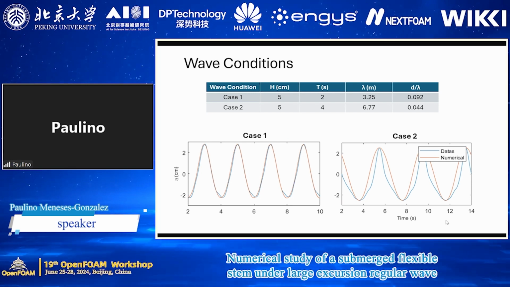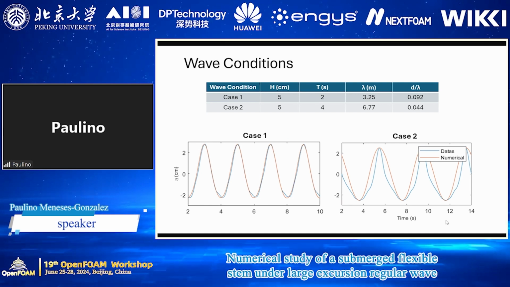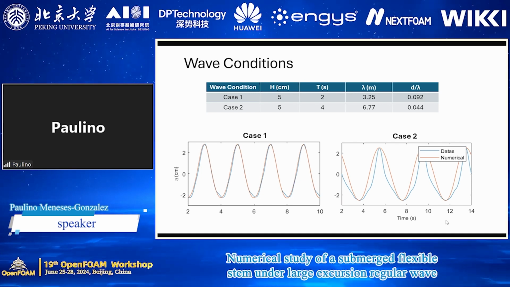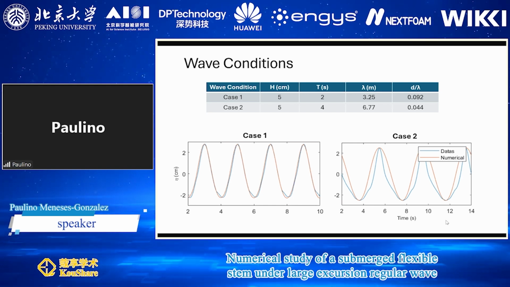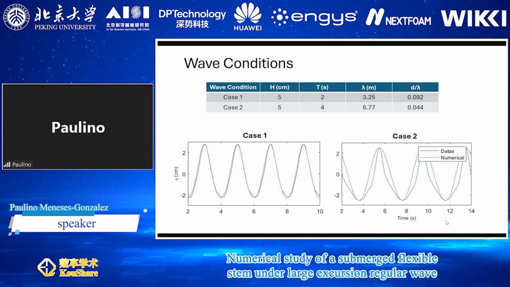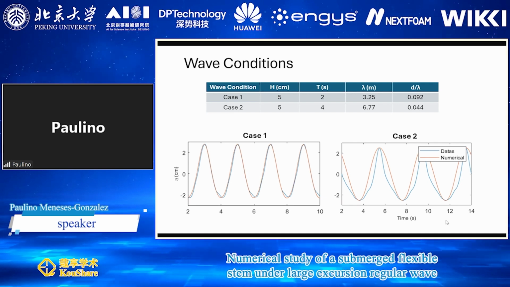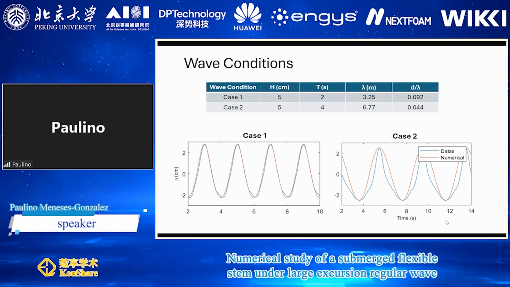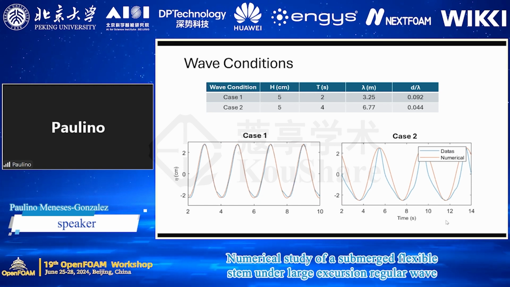The wave height is 5 centimeters. Case two is also 5 centimeters, but the period for the first one is 2 seconds and for the second one is 4 seconds, with wavelengths of 3.25 meters and 6.77 meters. If you look at the last part of the table, the ratio of depth to wavelength shows that case one is intermediate water, and case two is basically shallow water.